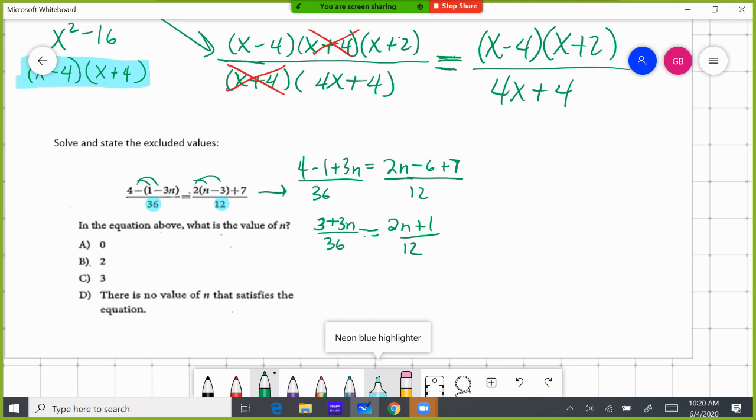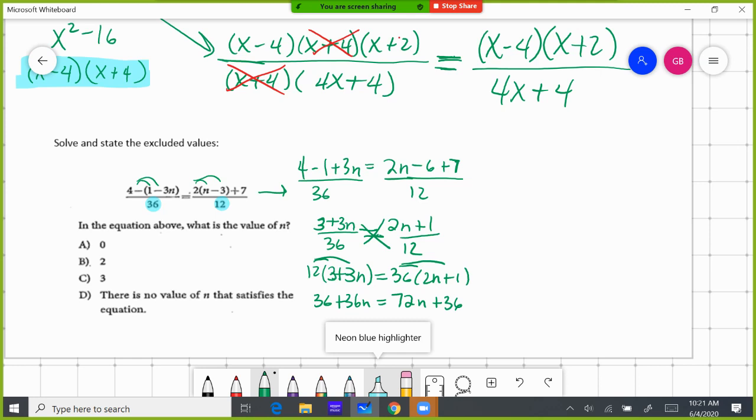Now I could actually cross multiply. So 12 times 3 plus 3n is equal to 36 times 2n plus 1. Cross multiply, then do it like the problem above. Okay, now I could distribute again. 12 times 3 is 36 plus 36n, because 12 times 3n is 36n. 36 times 2n is 72n plus 36.